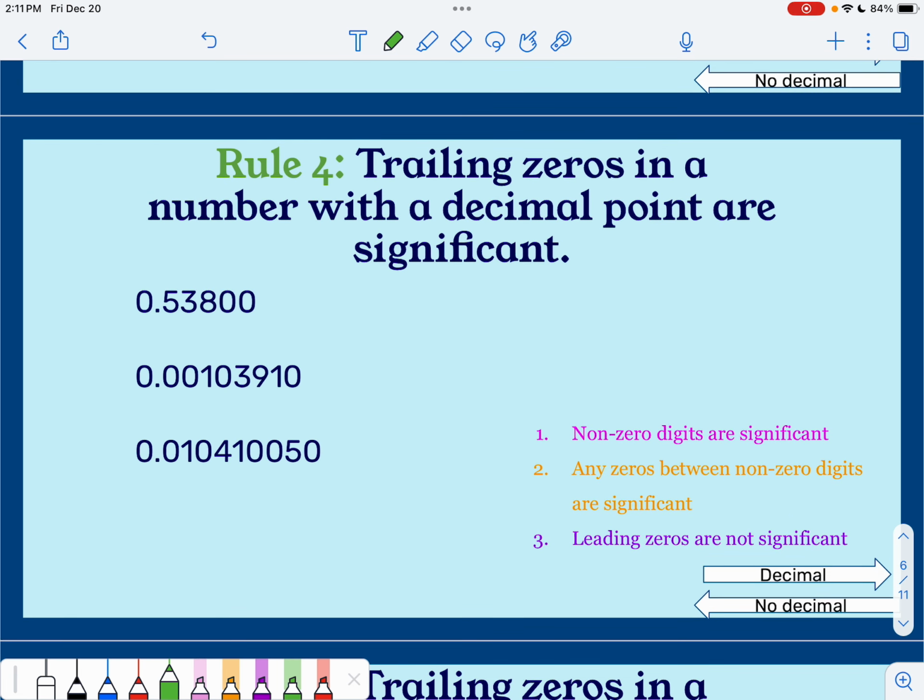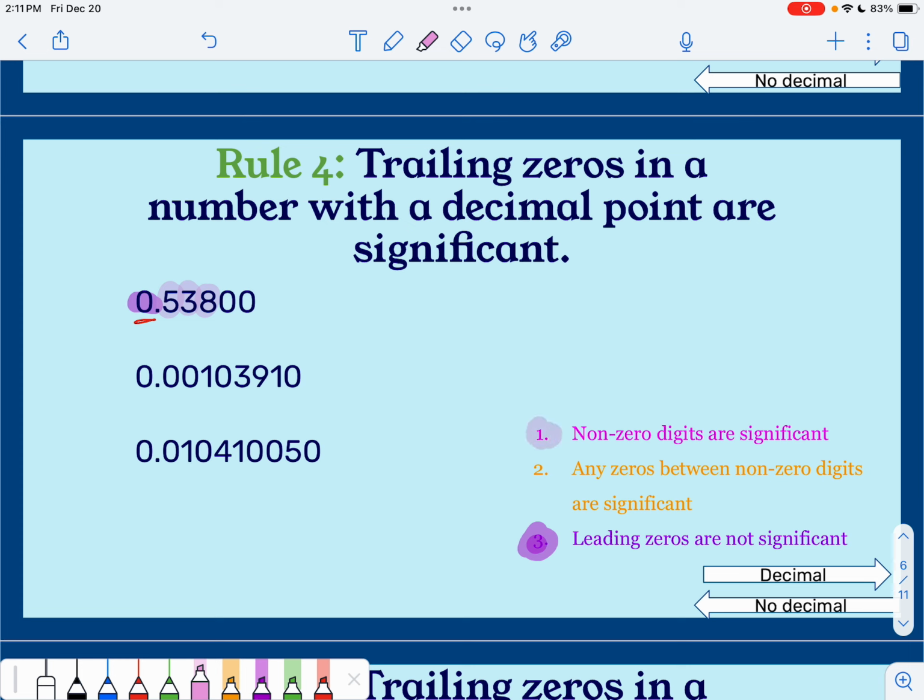Okay, Rule 4 says that trailing zeros, so zeros that are on the end, the caboose, they trail behind, in a number with a decimal point, so the number has to have a decimal point, are significant. So let's look into that. So right here, leading zeros, like we discussed in Rule 3, are not significant. So this one, we already know what we're classifying that one as. We know that the 5, the 3, and the 8 are significant because of Rule 1.